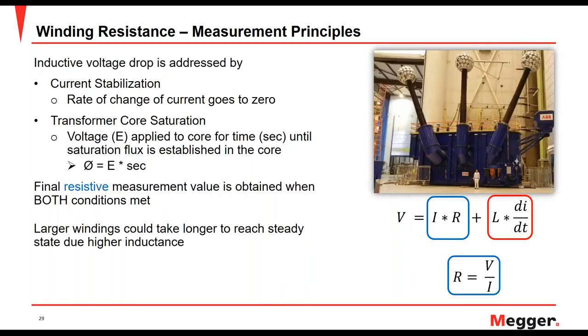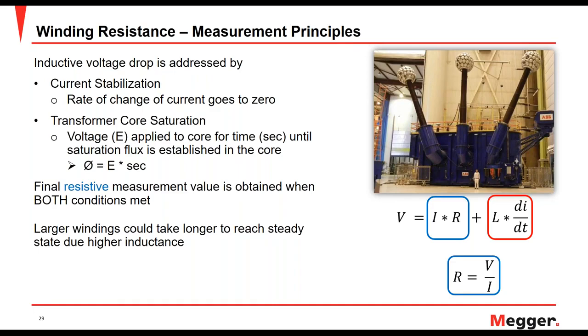This inductive voltage drop that we discussed can be addressed by fulfilling two conditions. One is current stabilization. We saw that the inductive voltage is related to the rate of change of current. So if the rate of change of current is driven to zero, the inductive nature of the transformer winding will not affect our resistance measurement. And the other important aspect is to ensure that the transformer core is saturated.